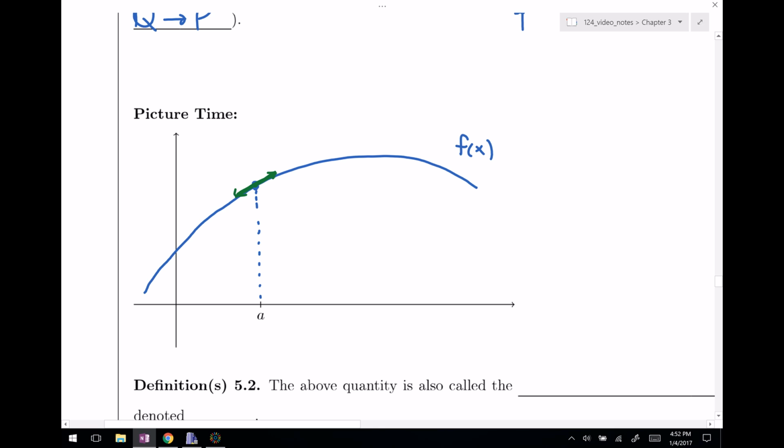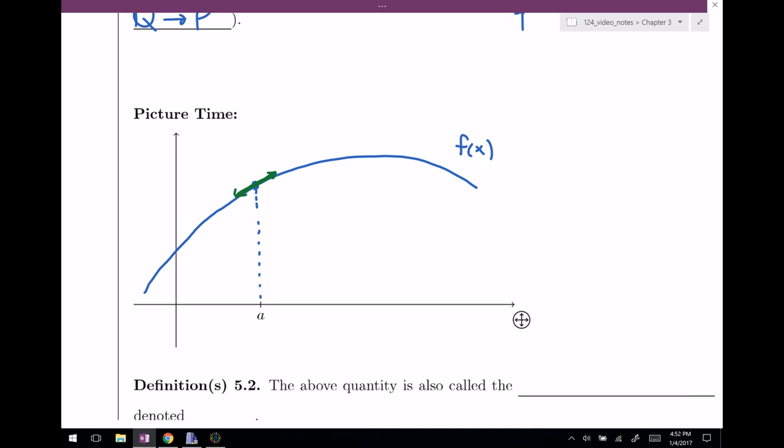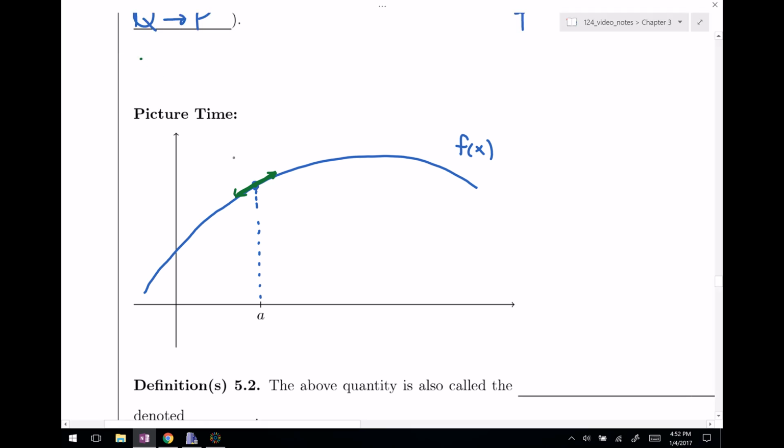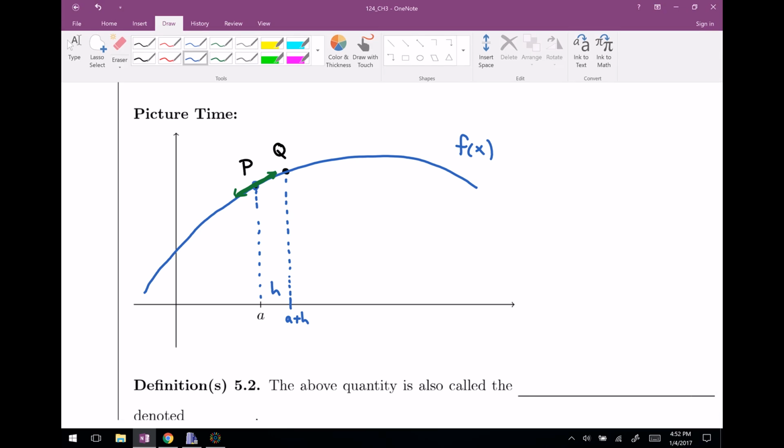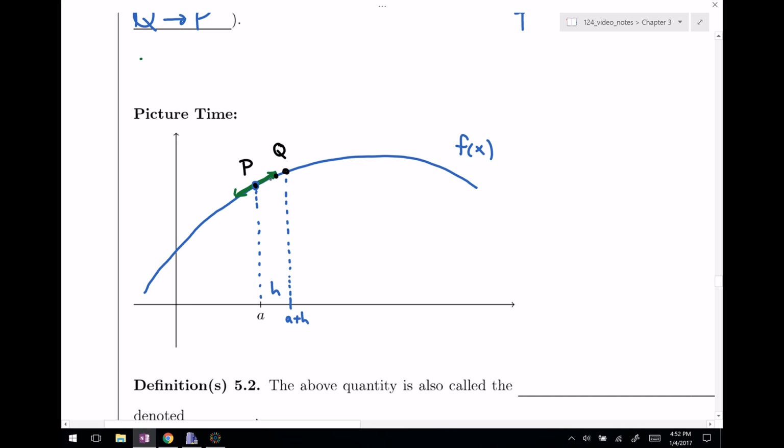But we can't use our slope formula to figure this out. So instead, this is my P point right here. Maybe I'll label this P. I'm going to choose another point very, very close to it. So imagine maybe it's over here right now, Q. And if I drop this down, the claim is these are distance h away. So this is going to be a plus h, for instance. And h is going to be getting smaller and smaller and smaller. Again, you can think about q getting closer and closer to p.